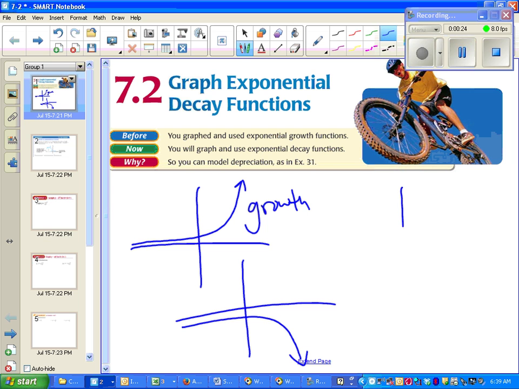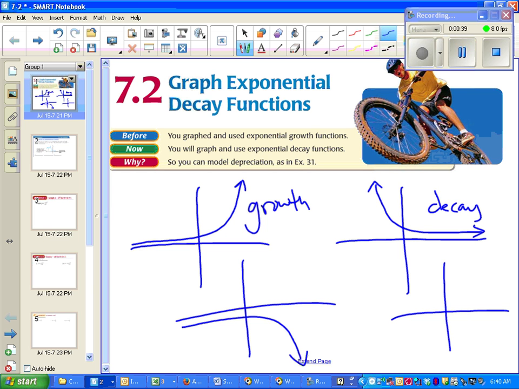Exponential decay is kind of a reflection across the y-axis. Instead of getting steep on the right and flat on the left, we're going to get steep on the left and flat on the right. And once again, that could be either right side up or upside down. So decay and growth look the same, it just changes the side where the steepness occurs.